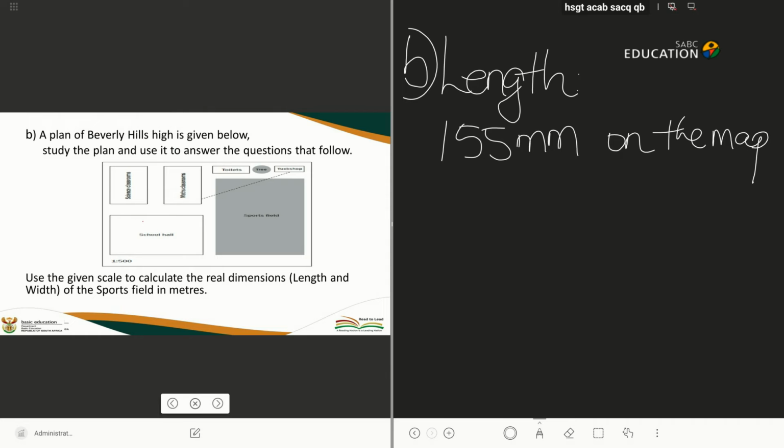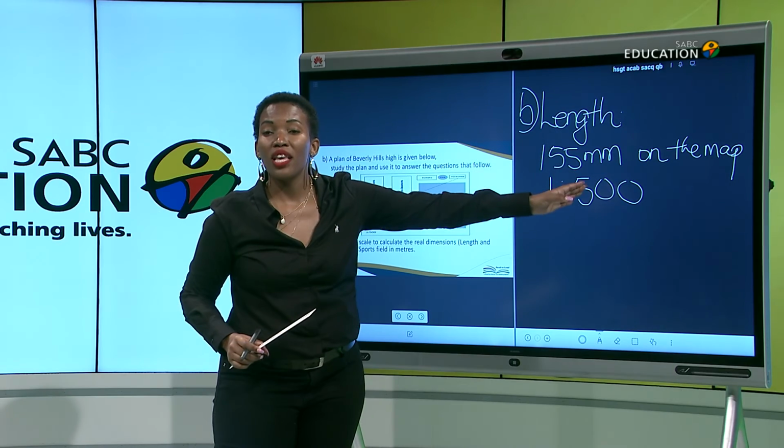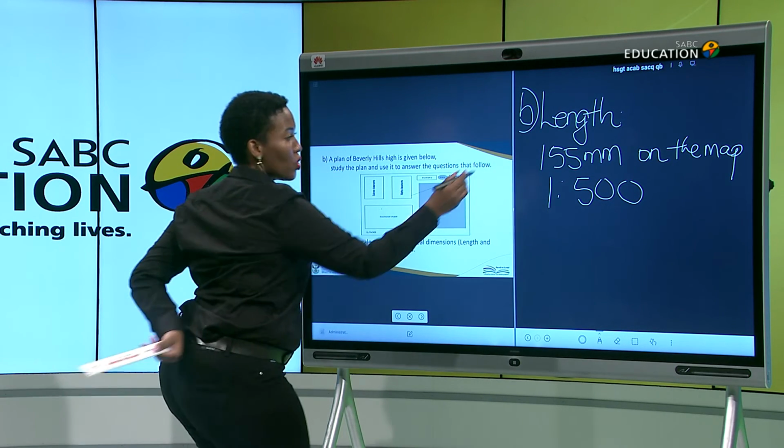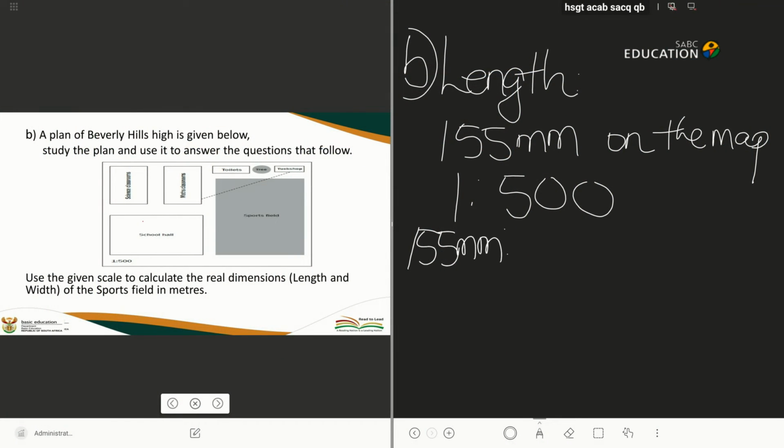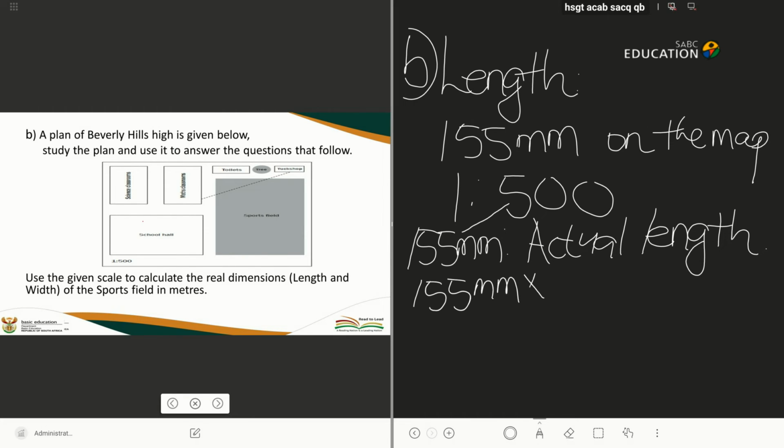What is my scale? The scale that is given is 1:500. Remember the scale, it is always the distance on the map is to the actual distance. So my distance on the map is 155 millimeters is to, I want my actual length. So how do I get my actual length? It's going to be 155 millimeters times 500. You multiply it by 500, and then you always divide by the value that is here.